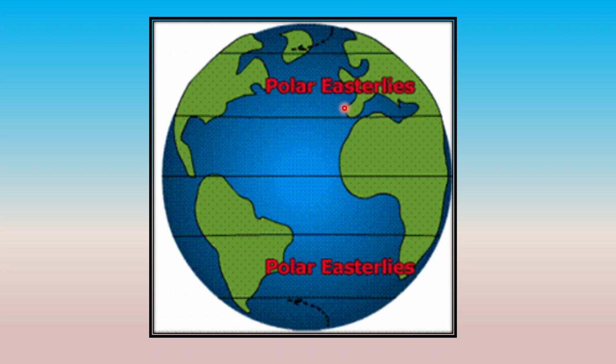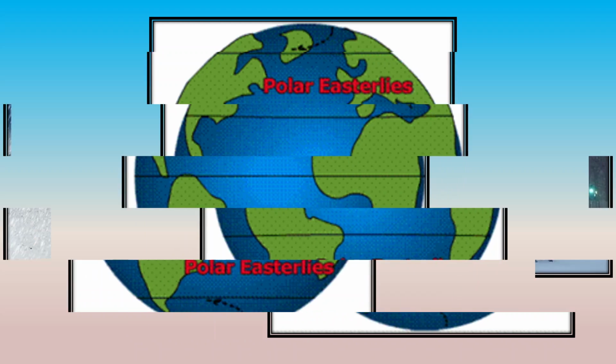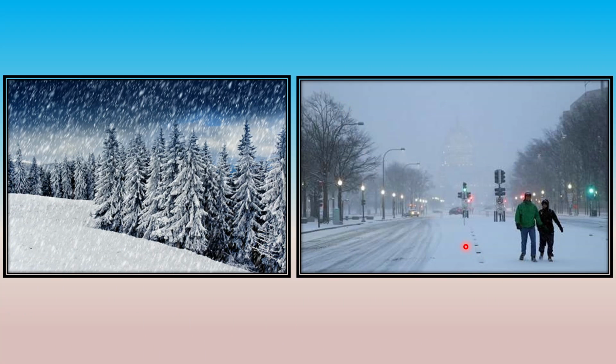These winds are extremely dry and cold winds because they are blowing from polar ice-capped regions. They reduce the temperatures of many of the continents, especially in the northern hemisphere, and bring blizzards and snowstorms along with them whenever they are blowing with their utmost might.